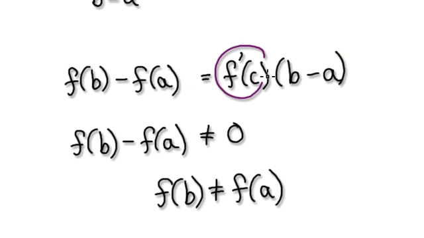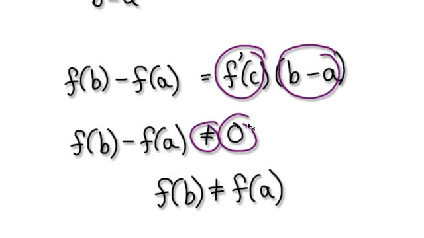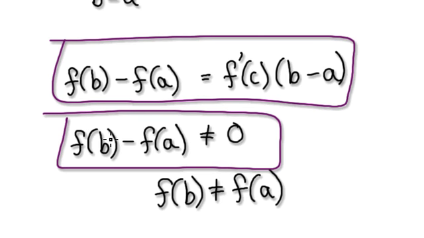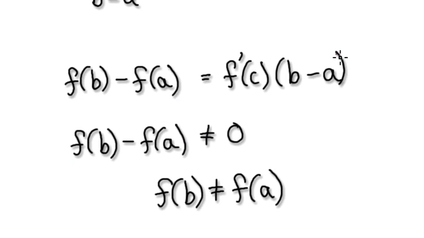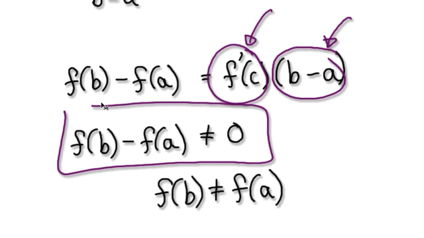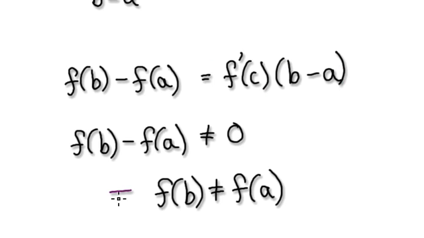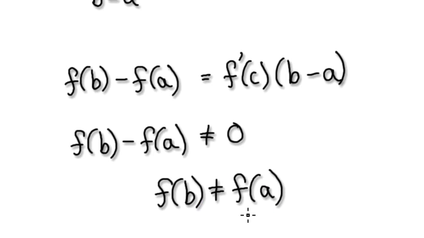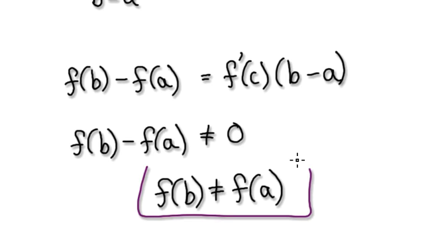So you can say that a non-zero times a non-zero can never be zero. The point here is that from here you can make this statement. This thing can never be equal to zero because this thing here is never zero. Therefore, you can make this statement, which would imply that f of b can never be equal to f of a. So this here is the final answer.